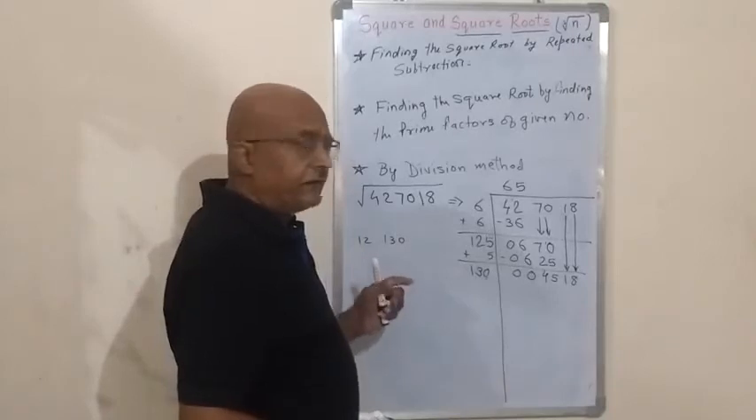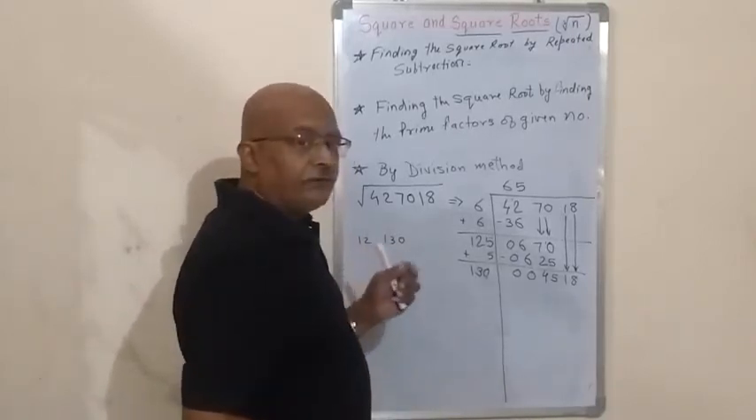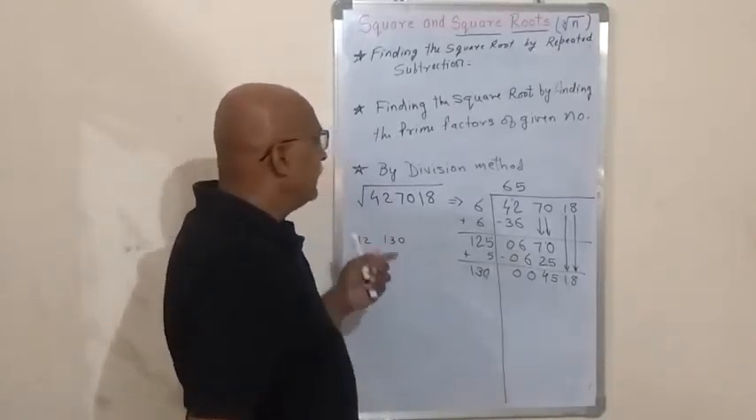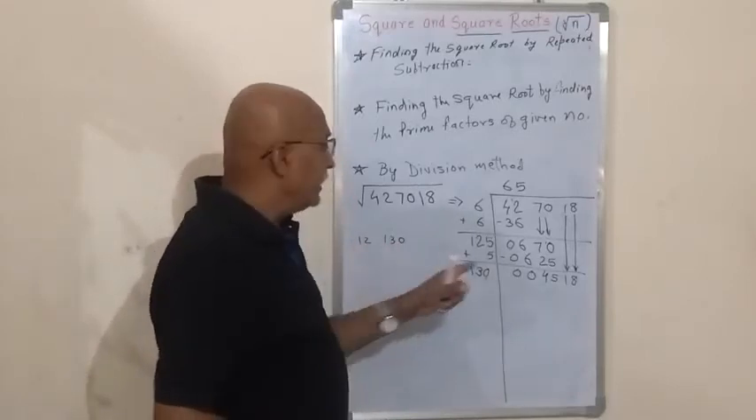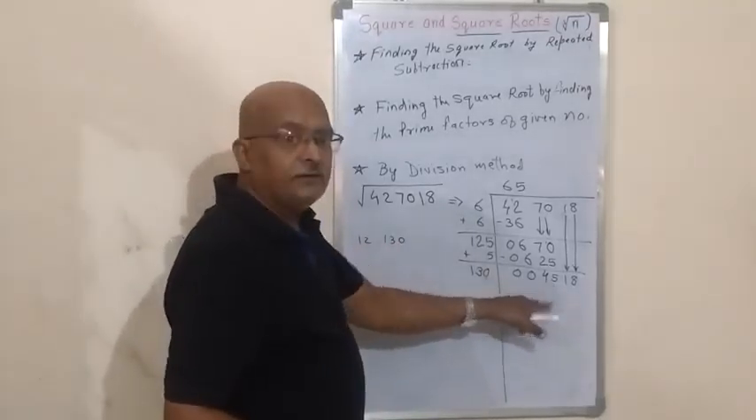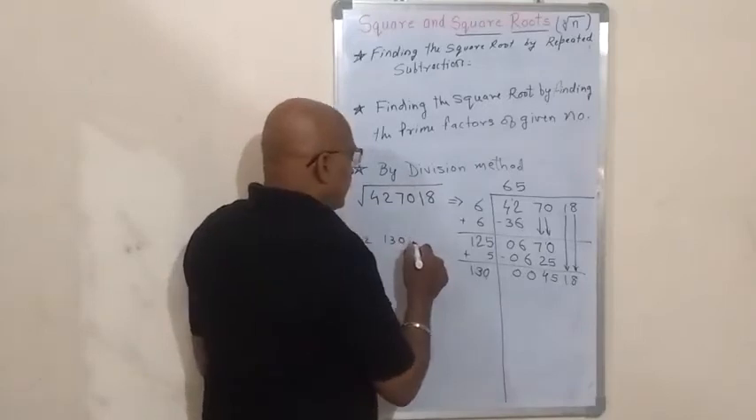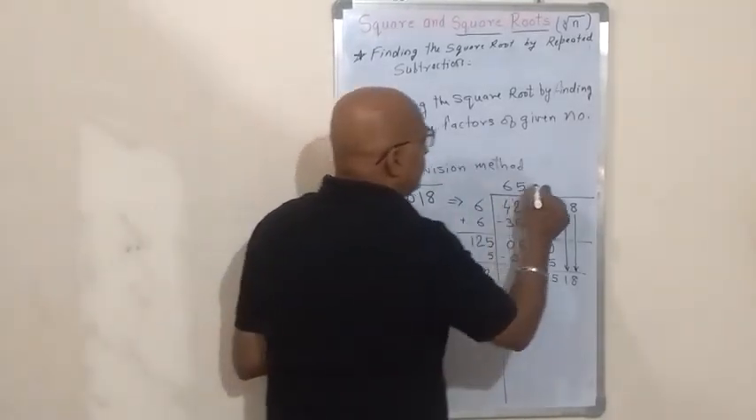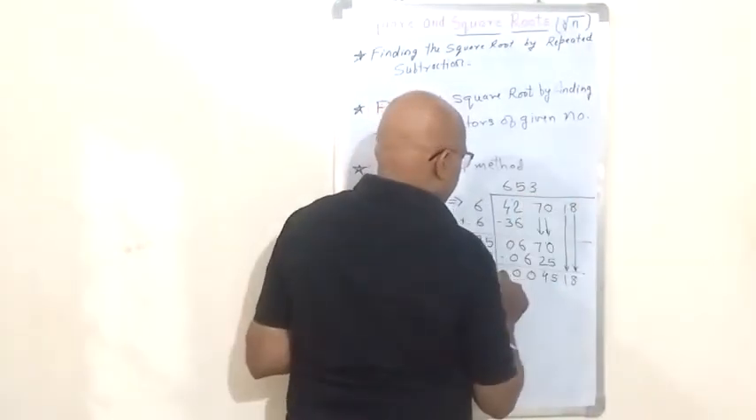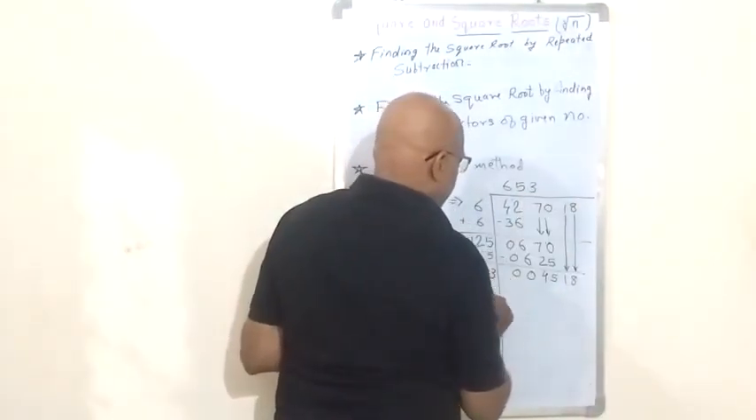Yes. 13 1s are 13. 13 2s are 26. 13 3s are 39. 13 4s are 52. It goes beyond this. So we can take only 3. So if I take 3 here, I will take 3 here and also 3 here.